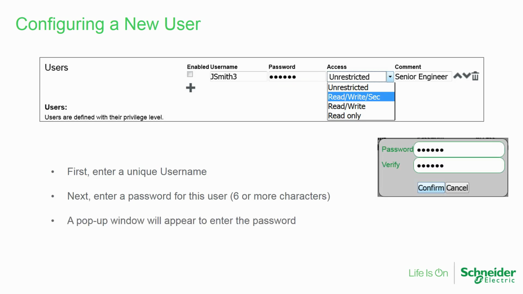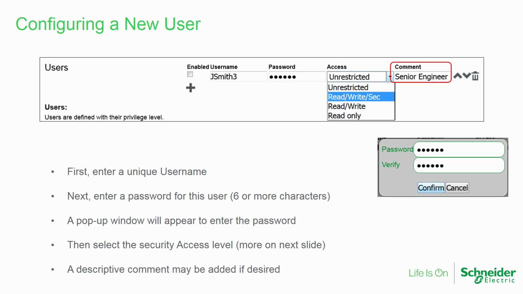A pop-up window will appear. Enter the password twice to verify it, then click the Confirm button. Then the security access level must be selected. This will be discussed in more detail on the following slide. A descriptive comment may be added if desired to help explain who this user is.